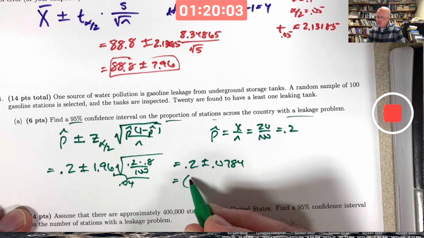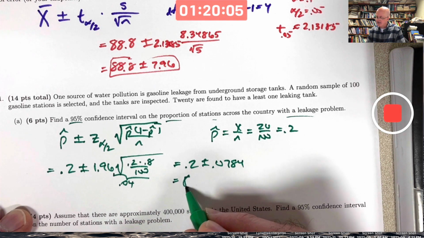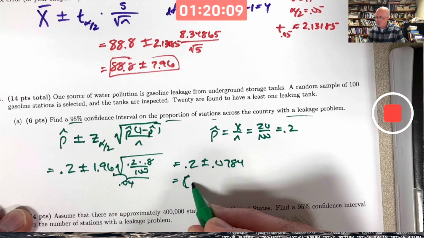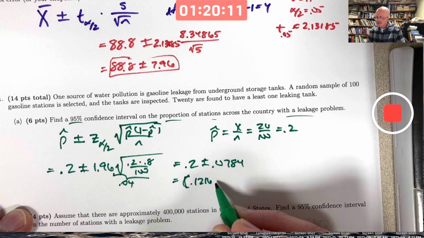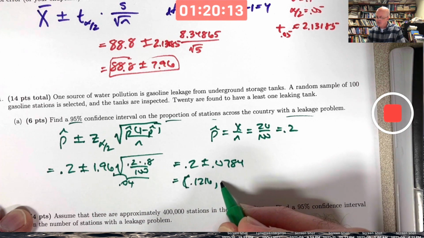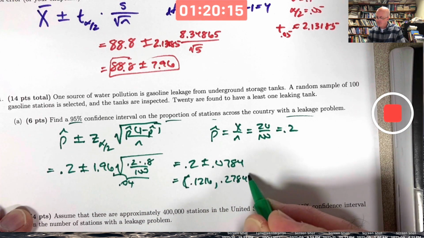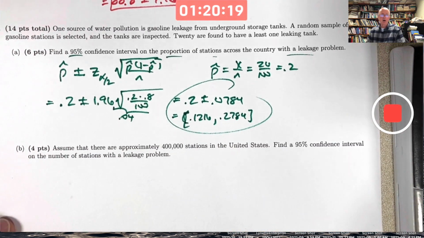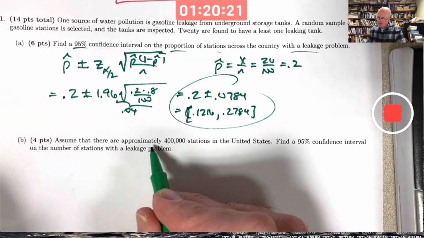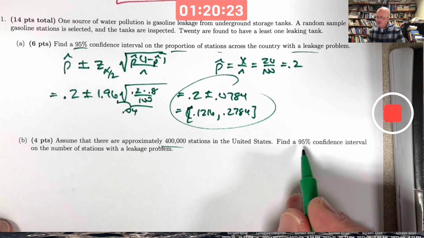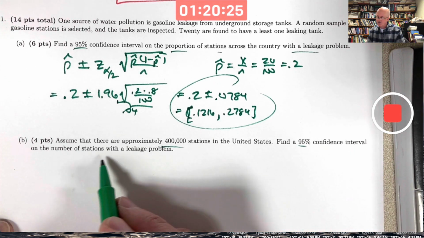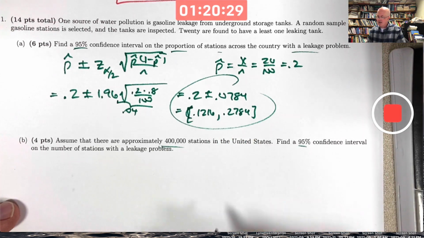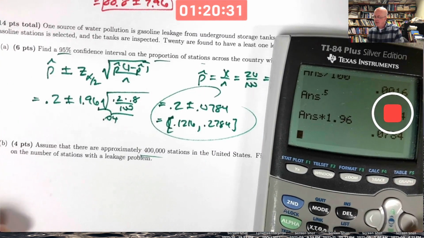As interval notation, whether you use parentheses or square brackets doesn't matter really. 0.2 minus 0.0784 would be what? 0.1216. And then plus it would be 0.2784. So there's your confidence interval. Part B says, assume there are approximately 400,000 stations in the U.S.; find a 95% confidence interval for the number of stations with the leakage problem. Just need to multiply these numbers times 400,000.